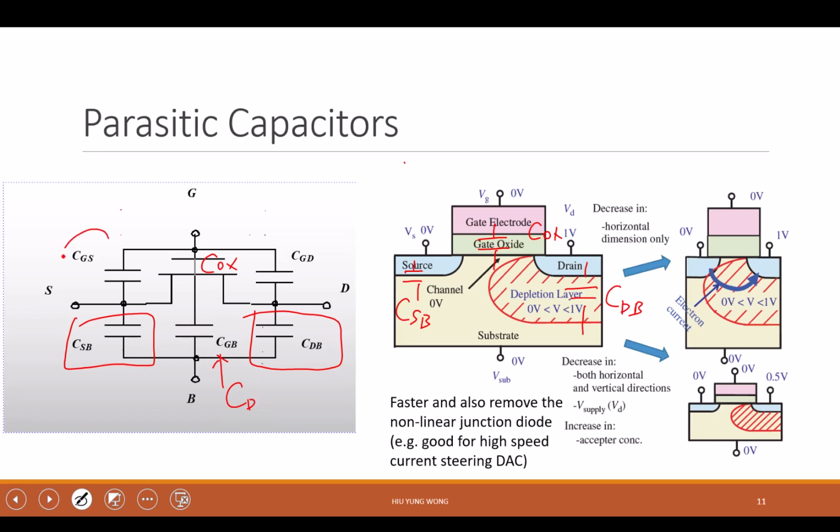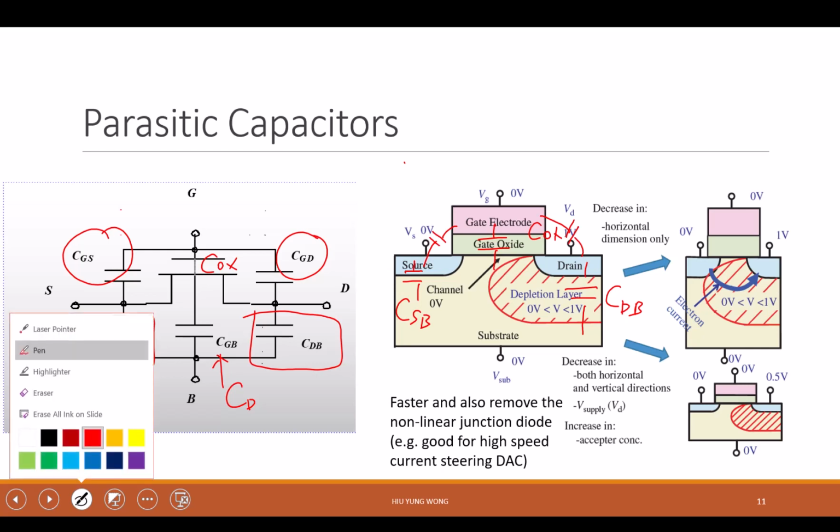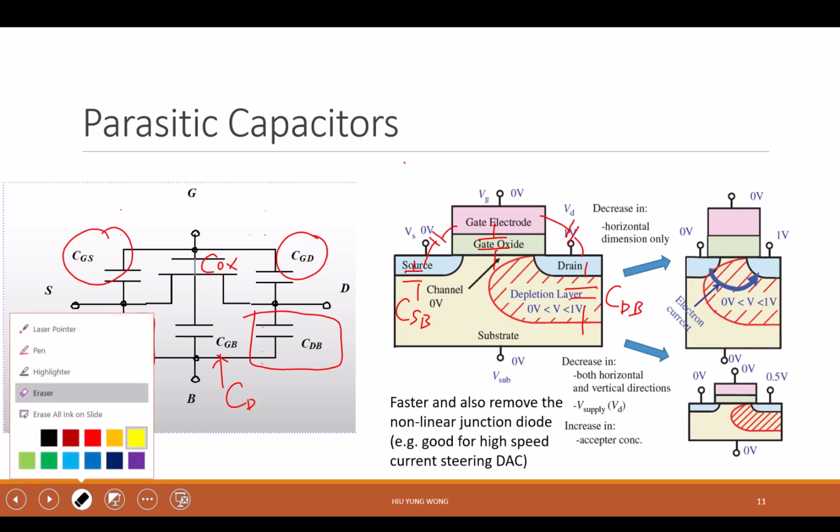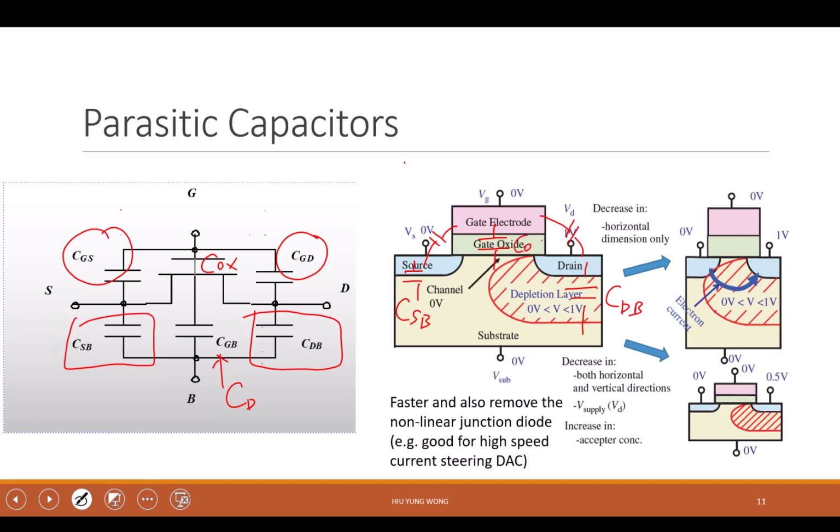And then you have some fringing capacitance between the gate and also the gate and source and the gate, right? So which we ignore here. We don't talk about this. Our goal here is to discuss these two, CSB, CDB, which are this and this.